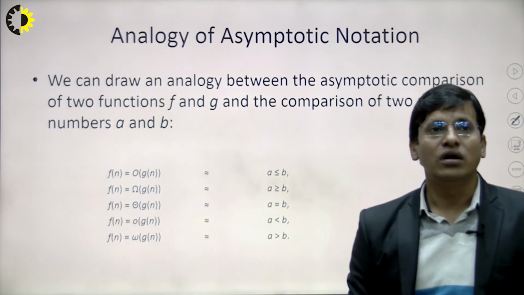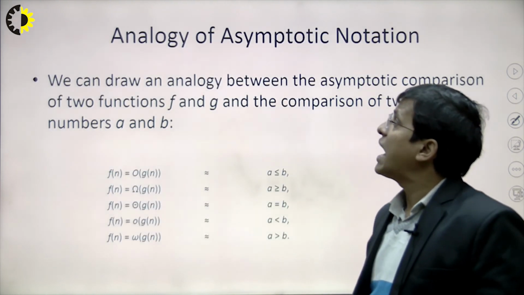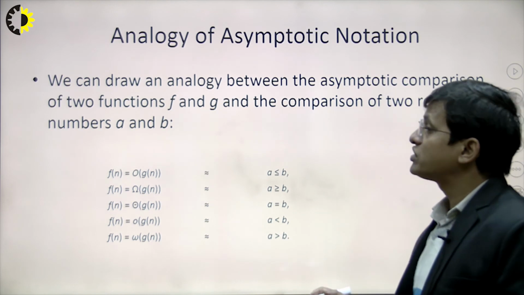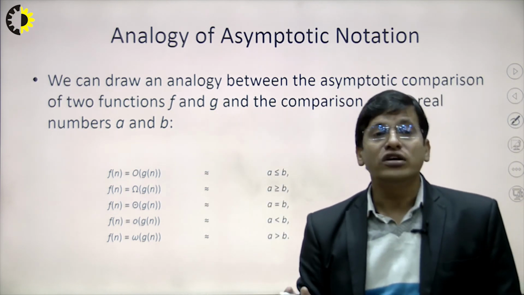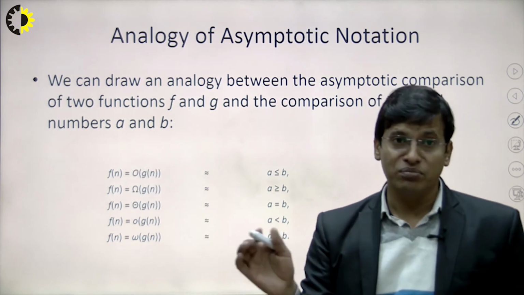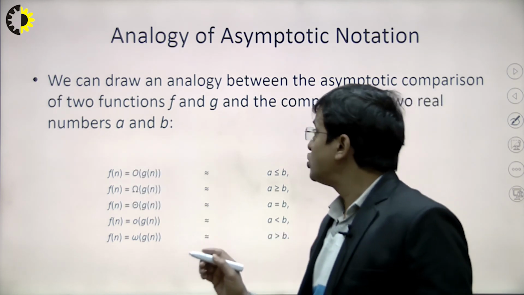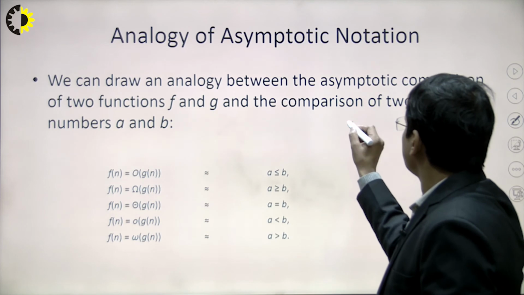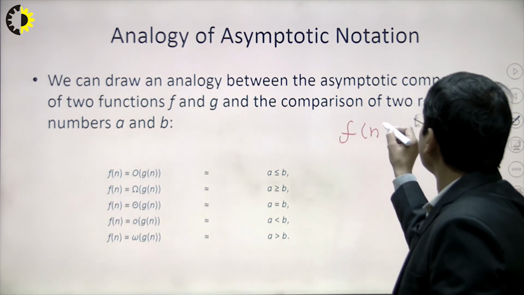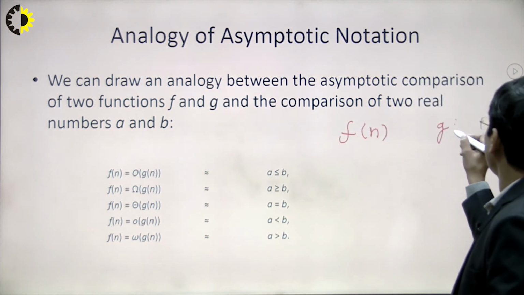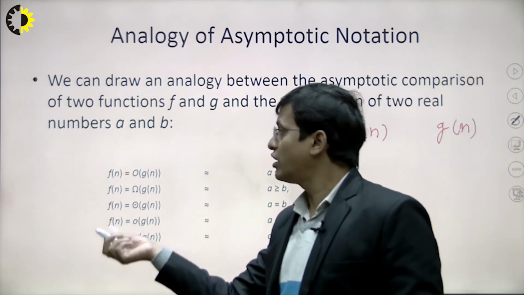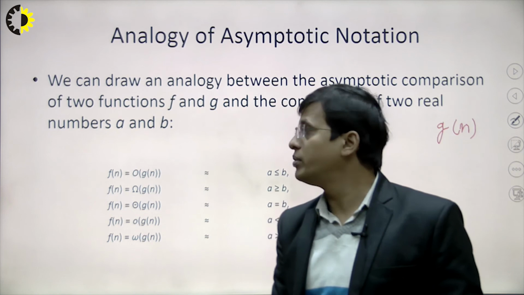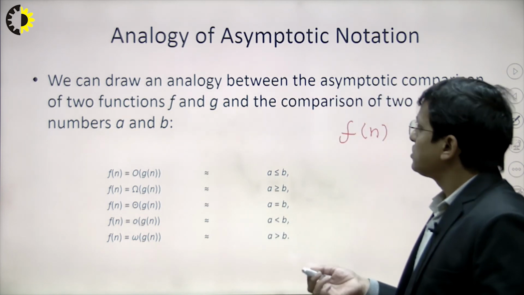So now we see the analogy of asymptotic notation. So these are the analogy, right. If you know the analogy, then this notation will be very simple, right. So now we have to assume that here are two functions, we have f of n and g of n, right. Suppose we have two functions, now we are trying to find out which notation will be coming, right. So this is the analogy.